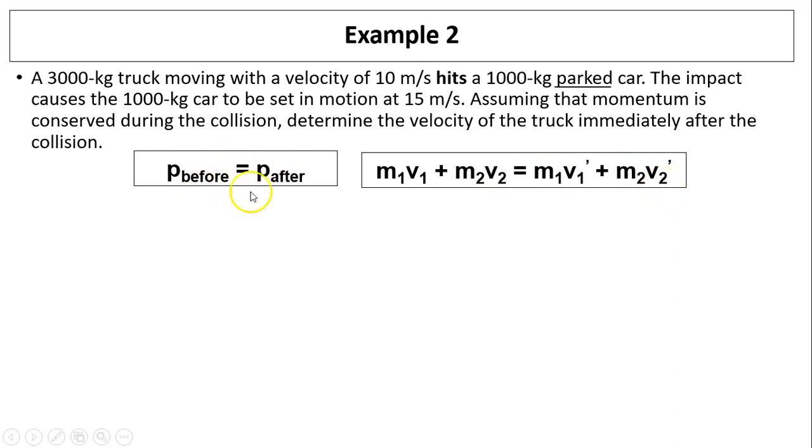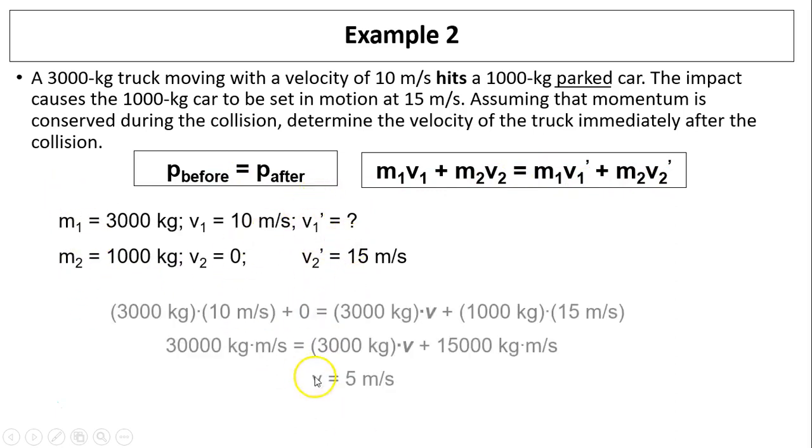By the way, only this equation is in the reference table. So it would be helpful if you write this in your reference table, but you do need to remember it when you take the Regents exam. This equation, m1 v1 plus m2 v2 equals m1 v1 prime plus m2 v2 prime, is what P before equals P after means. Write down what you know, substitute your numbers into this equation with the units, then answer with the units. So v equals 5 meters per second. That is the truck's velocity right after the collision.